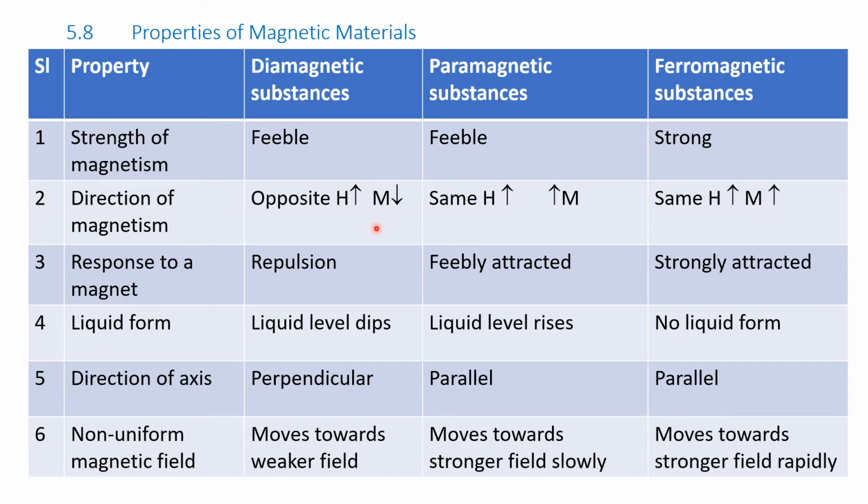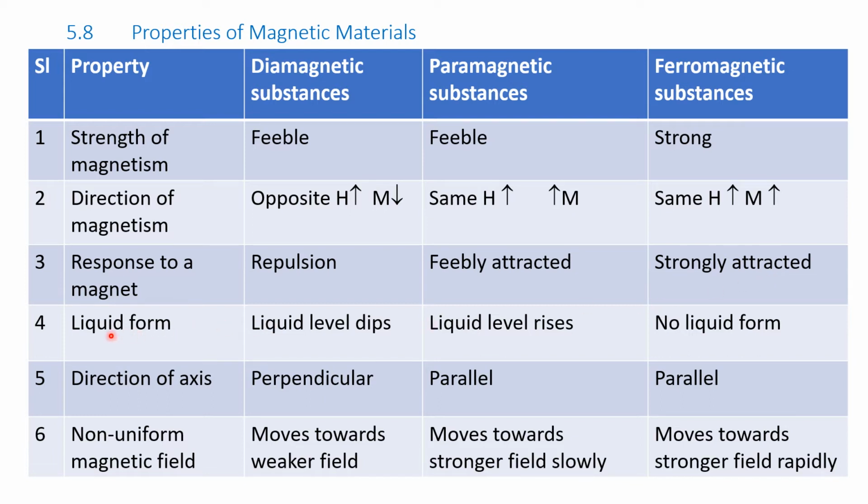Property number 3 is response to a magnet. When we take a magnet near a diamagnetic material, it repels, it sends it away. Whereas a paramagnetic substance gets feebly attracted, a very weak attraction. Whereas a ferromagnetic material, when we take a permanent magnet near it, gets strongly attracted.